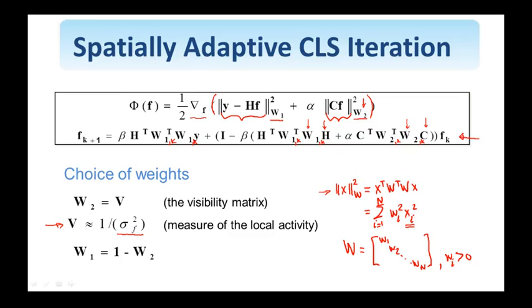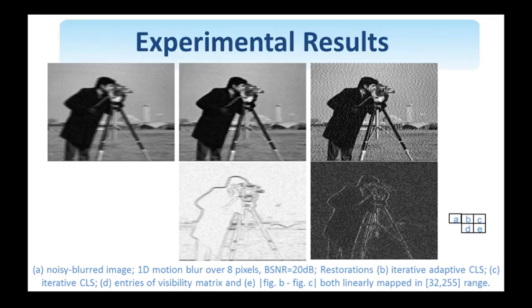So let's see now how this filter performs in restoring an image. So here is one implementation of the spatially adaptive CLS filter that I just mentioned. This is the noisy blurred image we've been working with. This is the adaptively restored image. This is the CLS image. Both are implemented in an iterative fashion.